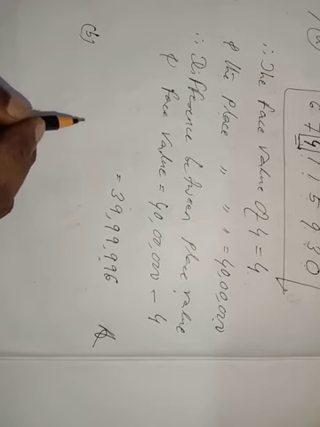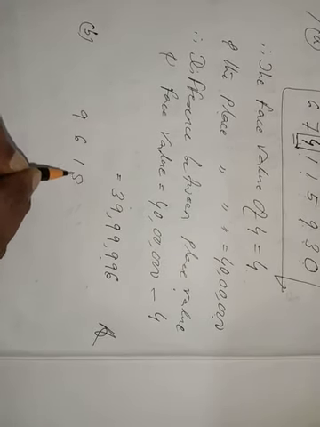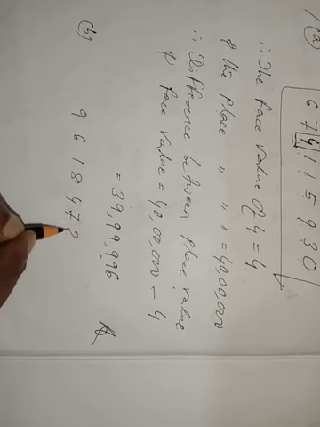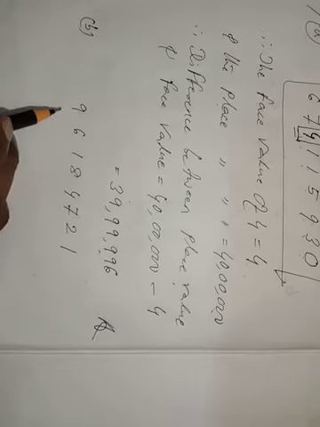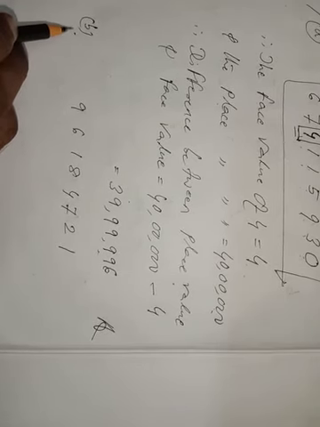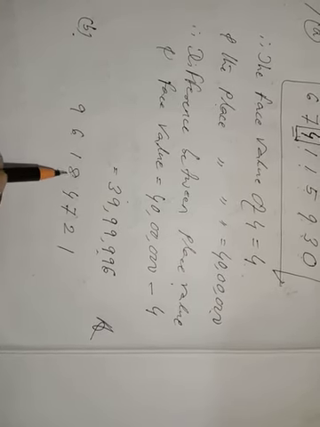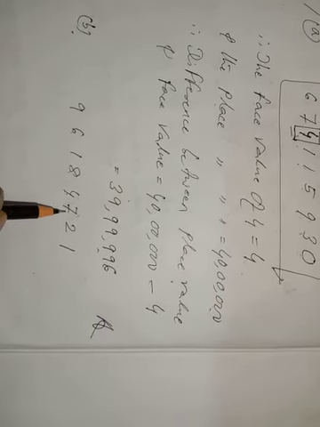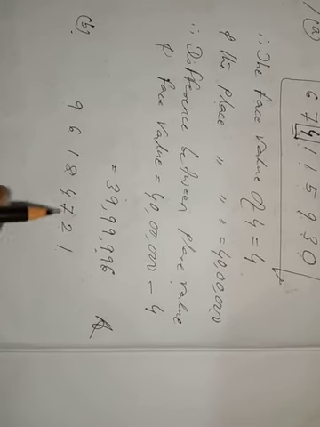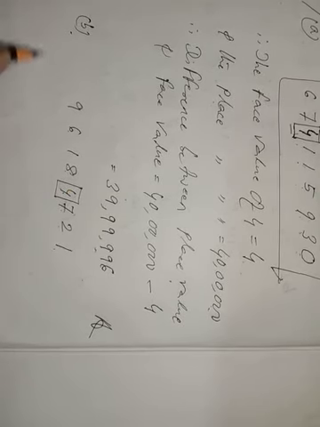See the number 9, 6, 1, 8, 4, 7, 2, 1. We are doing part B of number 4. What is the given? 9, 6, 1, 8, 4, 7, 2, 1. You have to write the place value of 4 and face value. Both you have to write. One by one I am writing.